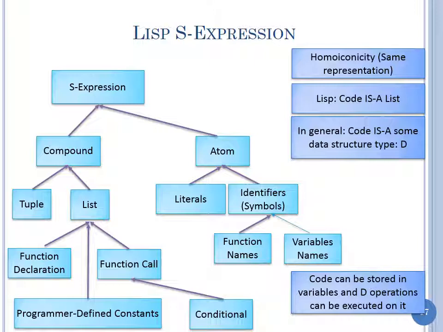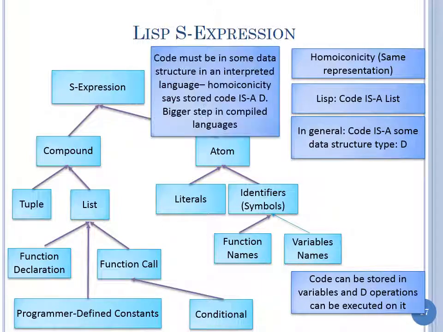I used the word compound here, but we've been using composite, right? So I have to change that compound to composite. A point I want to make here is that we also saw that code is a data structure. In Lisp, code is a list, but in general, if code is a data structure, then we say the language is homoiconic.